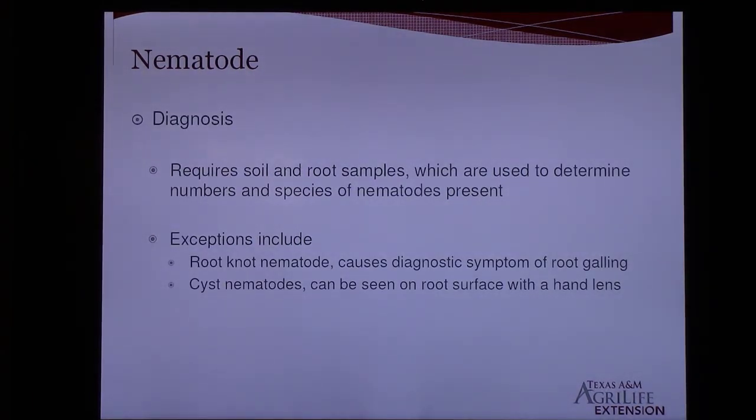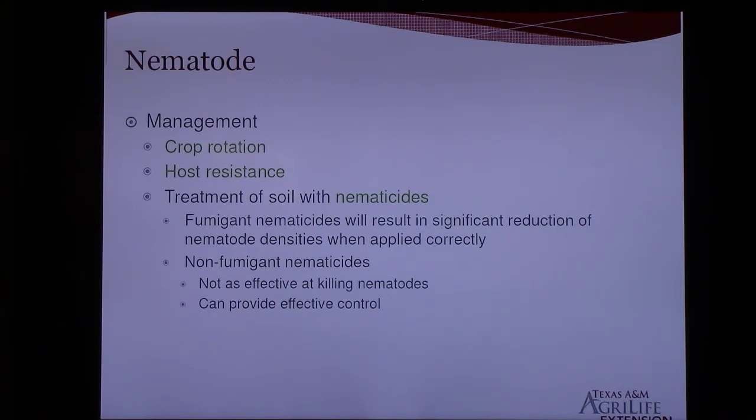So in order to diagnose nematodes, dig down, look at those roots. Do you see those big growth nodules on the roots? It might be that you have to send that plant sample or that root sample to a lab. Now, like I said, with root knot nematodes, you can see those galls or those growths on the root. So that's a pretty easy way to determine if you've got root knot nematodes.